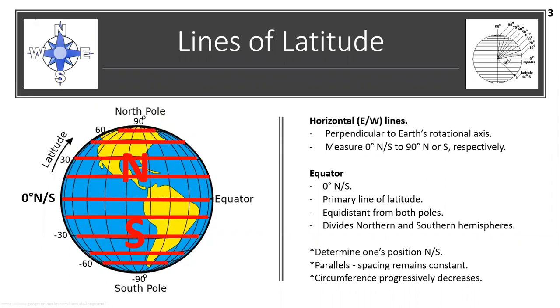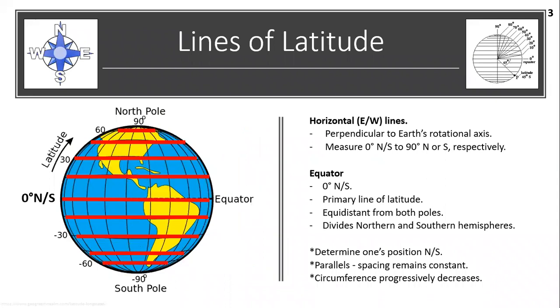It is important to understand that while lines of latitude run horizontally or east-west, they determine one's position north or south of the equator. Additionally, latitudes closer to the equator are low latitudes, and lines of latitude closer to the poles are high latitudes. Lines of latitude are called parallels.